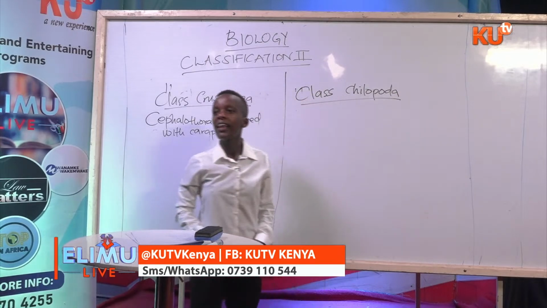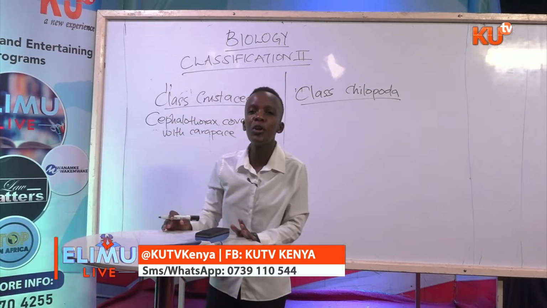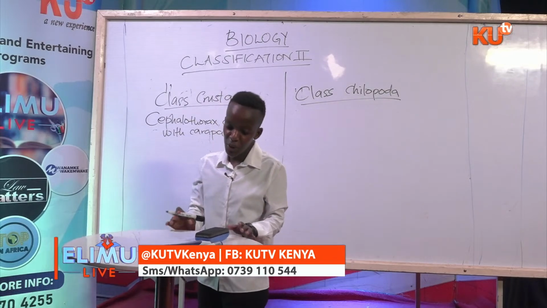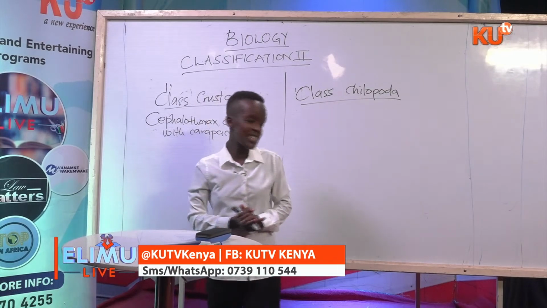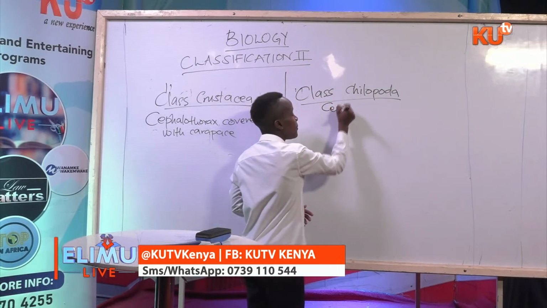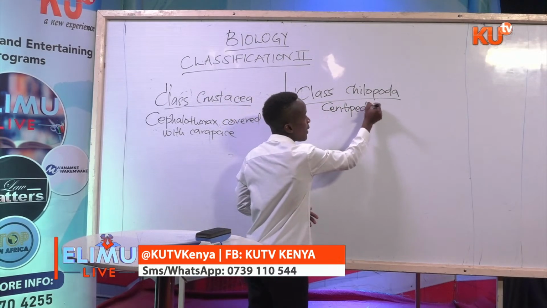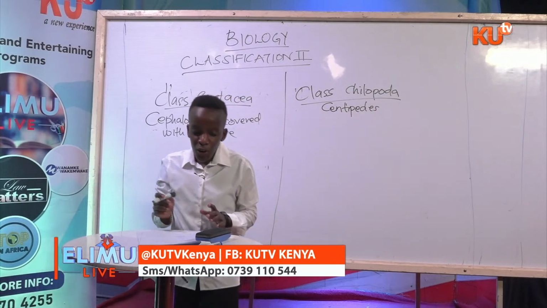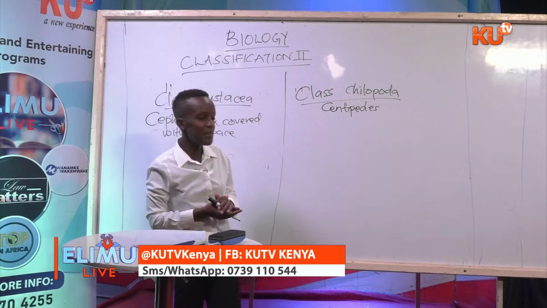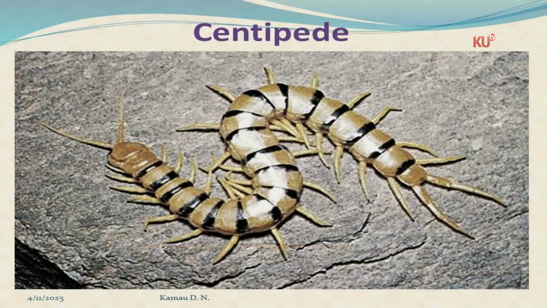Class Chilopoda. Let's first give examples of living organisms under this class. Living organisms under this class are the centipedes. We will draw an example or a diagram of a centipede so that we analyze the characteristics together with you learners. Also, you can see the diagram which is presented to you of a centipede. The centipedes under class Chilopoda tend to have the following characteristics.